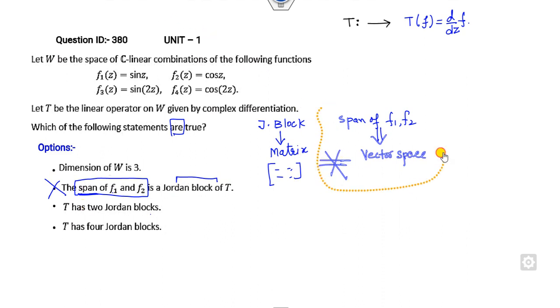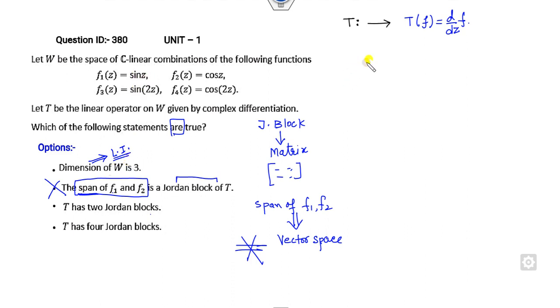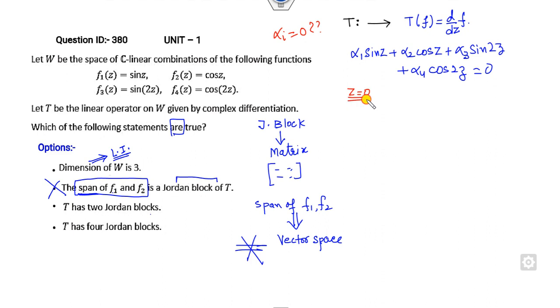Okay, now we look at another option: dimension. What is the meaning of the dimension? It is linearly independent. So how can you check the dimension of this? If I take alpha 1 of F1, I can write it as alpha 1 sin Z plus alpha 2 cos Z plus alpha 3 sin 2Z plus alpha 4 cos 2Z equals 0. Now your target is to check whether all of the alphas are 0 or not. That's very simple. Say Z is 0. What will happen? Sin Z is 0, so alpha 2 plus alpha 4 is 0.